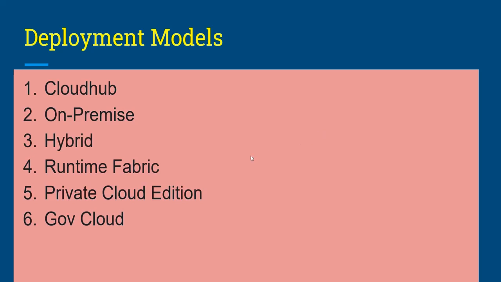models, right? So these are all the different deployment models: Cloudhub, on-premise, hybrid, Runtime Fabric, Private Cloud Edition, and Government Cloud, Gov Cloud Editions. Right? These are all the different deployment models available in MuleSoft based on the control plane and runtime plane location.